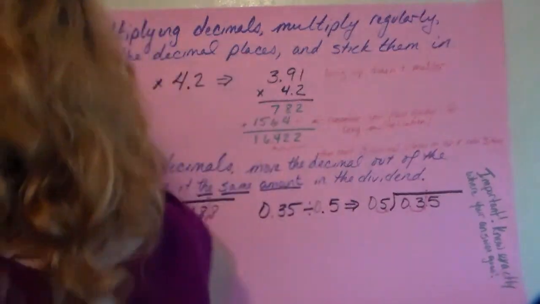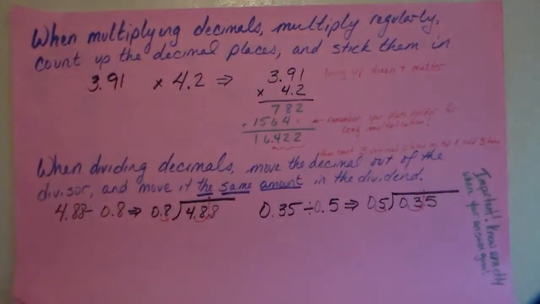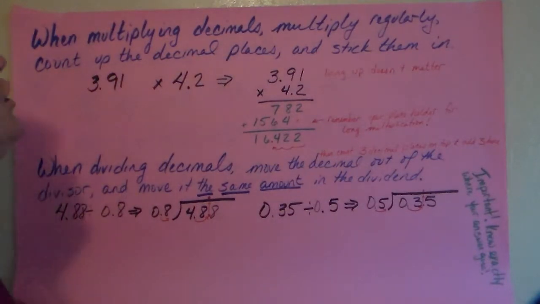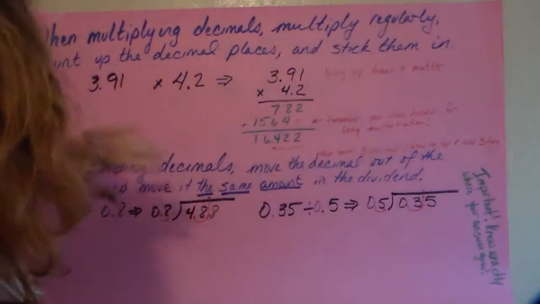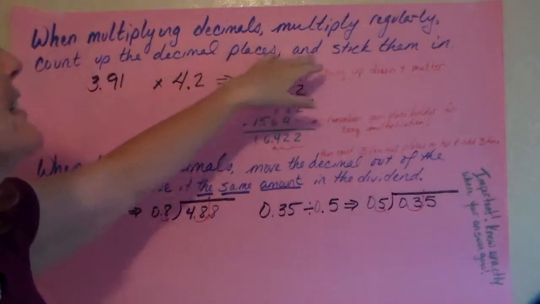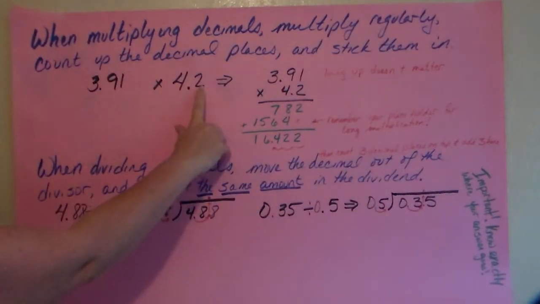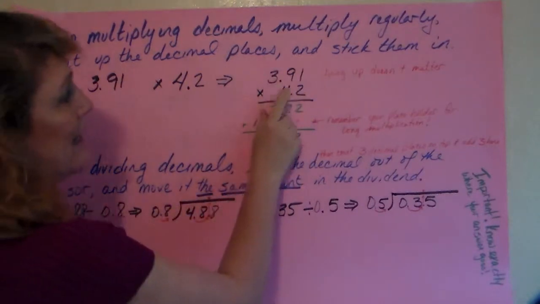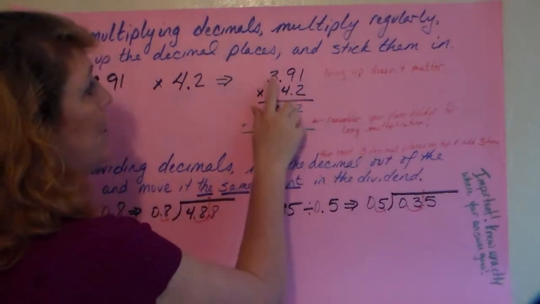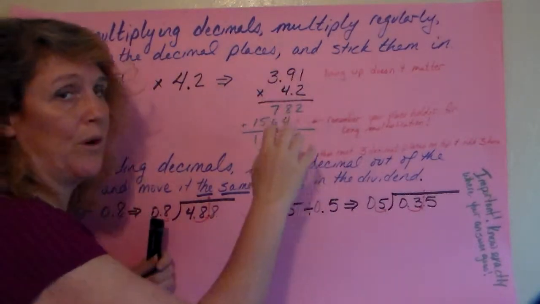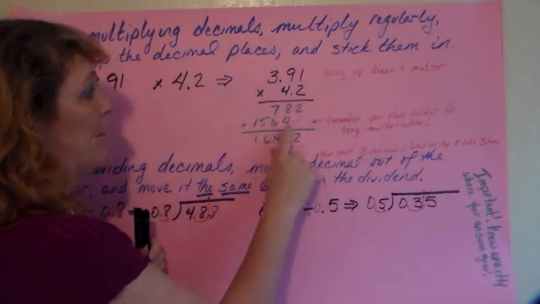All right, so we did adding and subtracting decimals. Now, when multiplying decimals, you're going to multiply the regular way, and you're going to count up the decimal places and stick them in at the end. For example, 3.91 times 4.2. You don't have to line the decimals up anymore. You can do the math problem and ignore all the decimal points. So you're going to do all this straight multiplication.